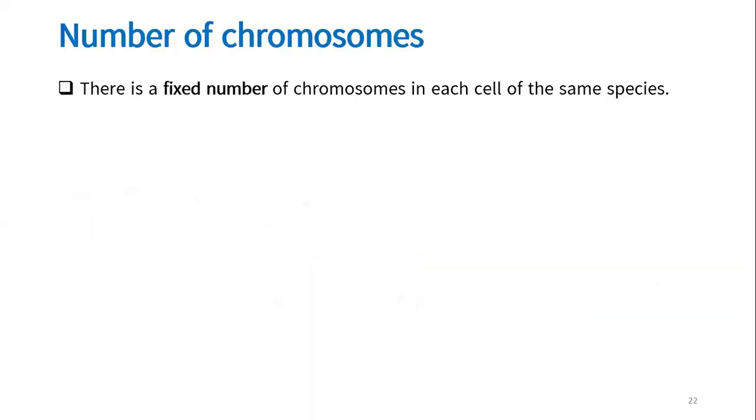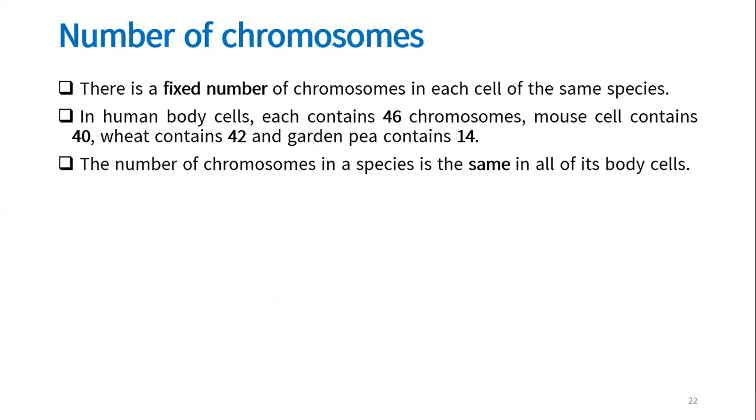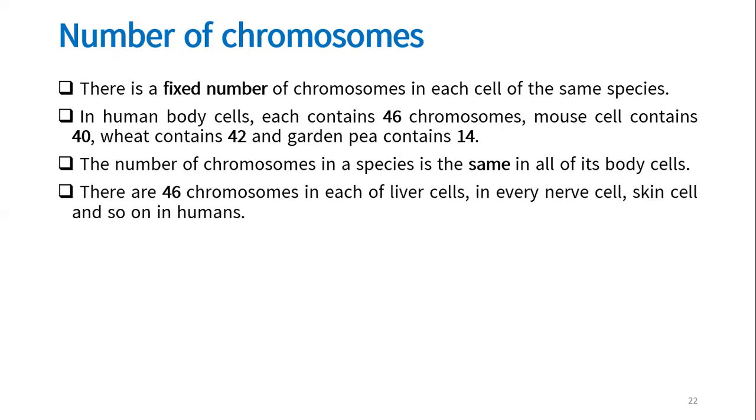Number of chromosomes. Let me explain about the number of chromosomes briefly. There's a fixed number of chromosomes in each cell of the same species. For example, a human body cell contains 46 chromosomes, a mouse cell contains 40 chromosomes, wheat contains 42 chromosomes, and garden bean contains 14, and so on. The number of chromosomes in a species is the same in all its body cells. There are 46 chromosomes in each liver cell, every nerve cell, skin cell, and so on in humans.